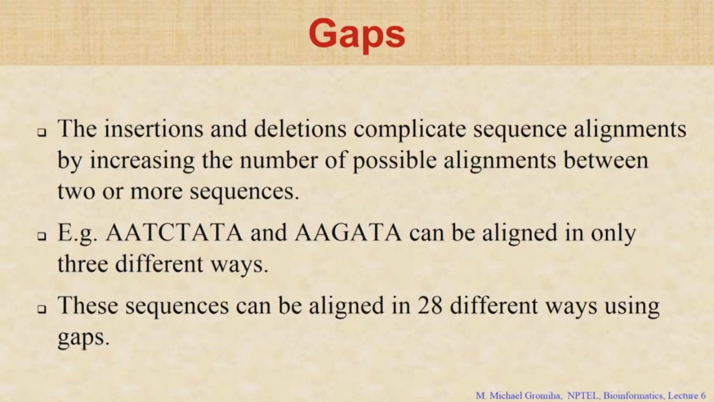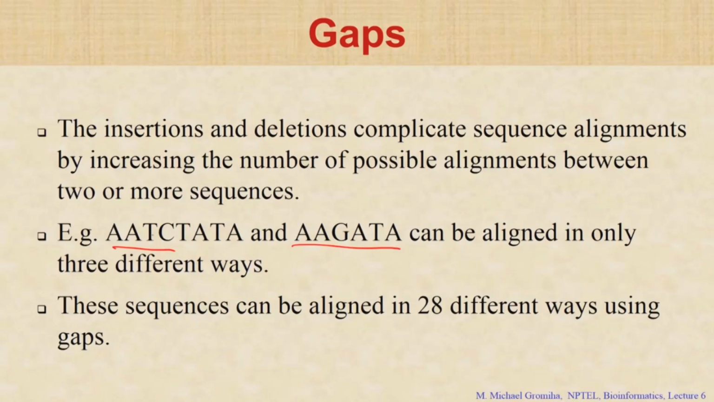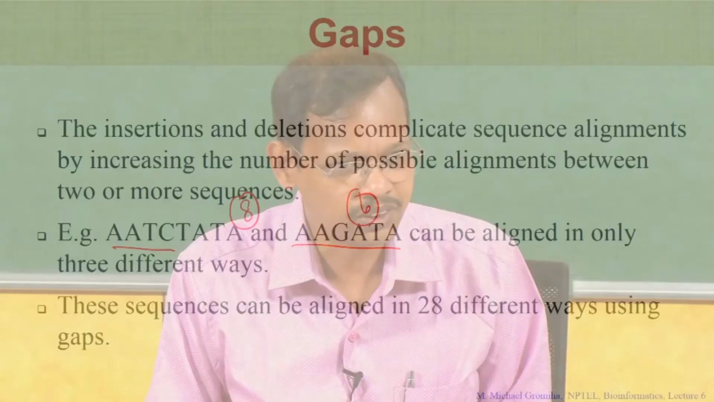Now, if you introduce gaps, why do you want to introduce gaps? To get a better alignment, right. If there are some changes, we need the gaps. So, in this case, if you use gaps, how many different ways can you align these two sequences? Here the length is 1, 2, 3, 4, 5, 6, 7, 8, and here we have length 3, 6. There are various ways. So, there are 28 different ways you can align these two sequences.